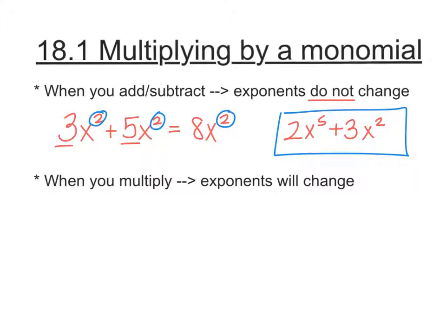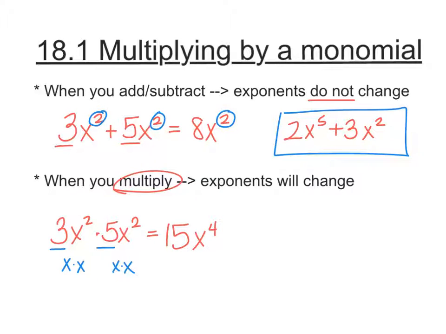All right, when you multiply, it's not quite the same way. So if I do 3x squared times 5x squared, that is going to be 3 times 5, which is going to give me 15. And remember, x squared means x times x, and this x squared also means x times x. So altogether, that means I have x to the fourth. So when you multiply, notice that my exponents are changing now. I have a new exponent of 4. Notice how that is different than when you added or subtracted.